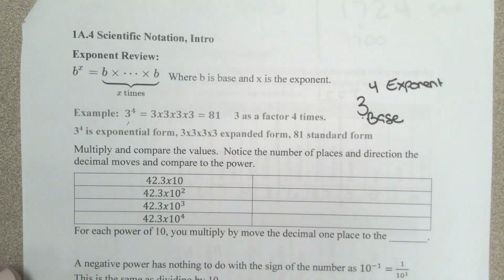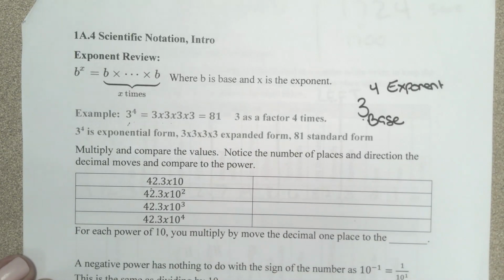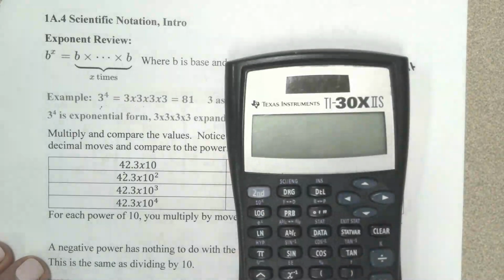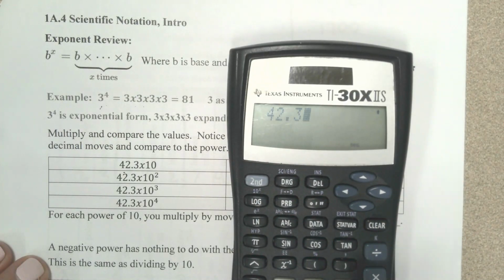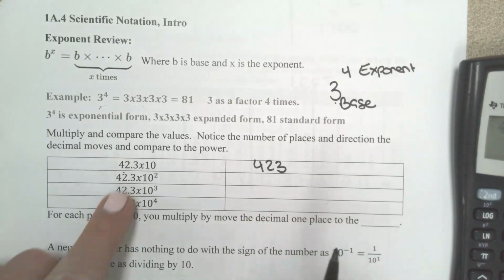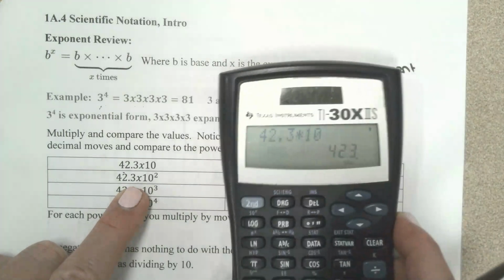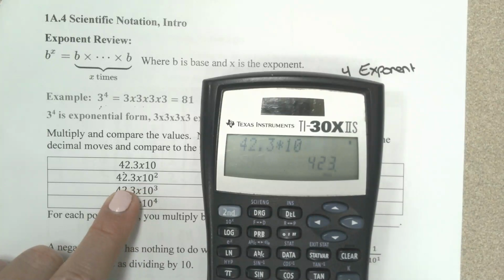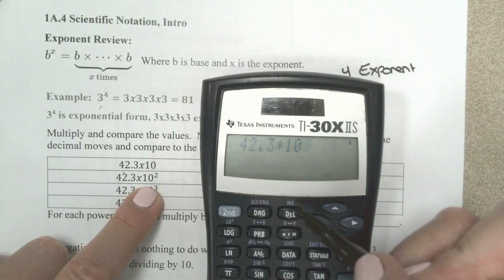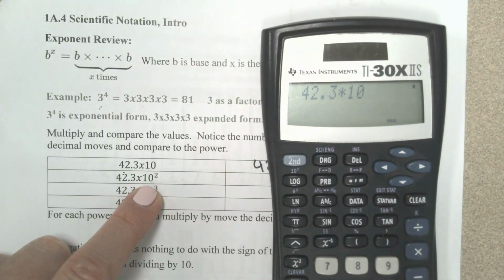We're going to multiply these and compare the values. So if you take 42.3 times 10, you get 423. 423 times 10 to the exponent of 2. All right, so I have 42.3 times 10. I need to raise this to the second power. So there's two ways to do it.